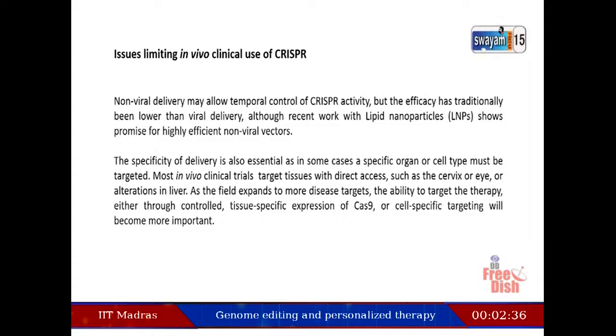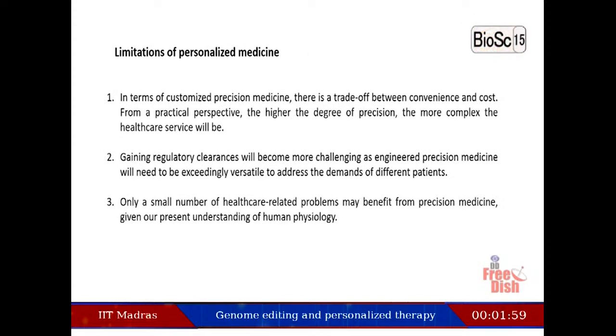Non-viral delivery may allow temporal control of CRISPR activity, but the efficacy has traditionally been lower than viral delivery. Work with lipid nanoparticles shows promise for highly efficient non-viral vectors. Specificity of delivery is also essential, as in some cases a specific organ or cell type must be targeted. Most in vivo clinical trials target tissues with direct access, such as the eye or alterations in the liver. As the field expands to more disease targets, the ability to target the therapy through either tissue or cell specific targeting will become more important.